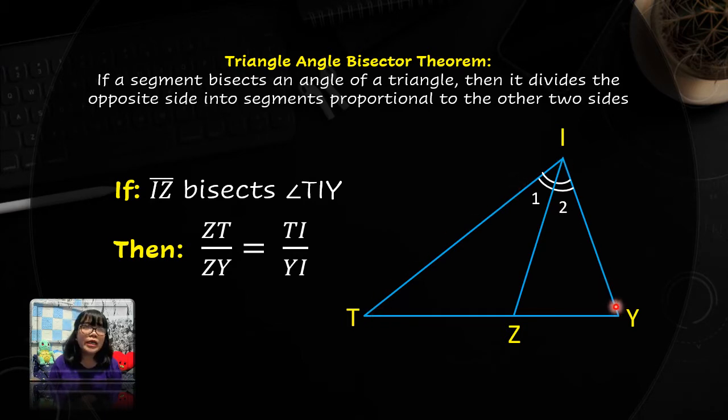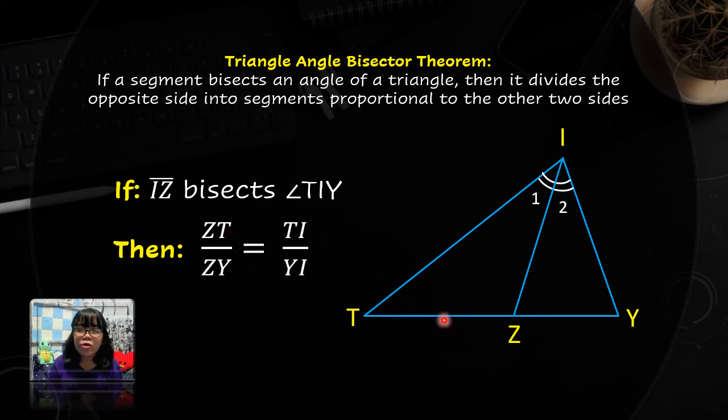Remember, once we say an angle bisector, it is a segment that divides an angle into two congruent angles. So in this case, the two congruent angles are angle 1 and angle 2. Now, if IZ bisects angle TIY, then ZT divided by ZY, or the ratio between ZT and ZY, will be equal to TI over YI, or the ratio between TI and YI.